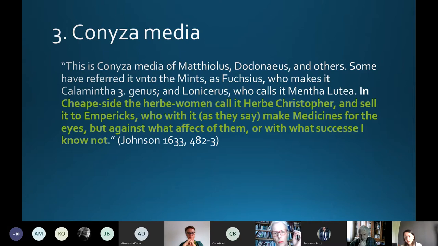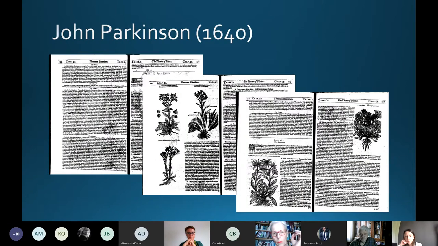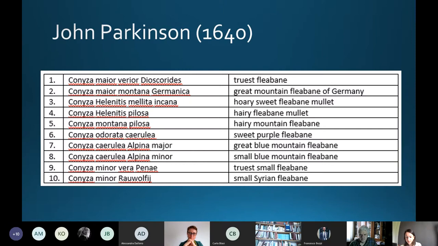Less than 10 years after Johnson, we have the publication of the Theatrum Botanicum by John Parkinson, who added the new discoveries by other European naturalists. Parkinson returned to a distinction between fleabane and fleawort as different herbs. And within them, he found further specifications.